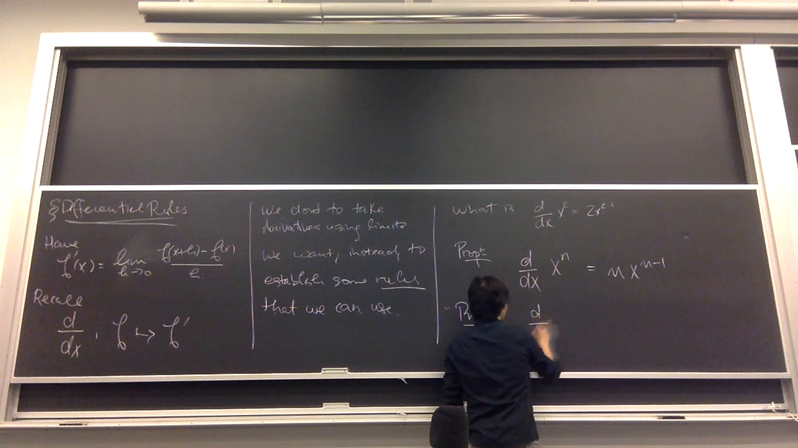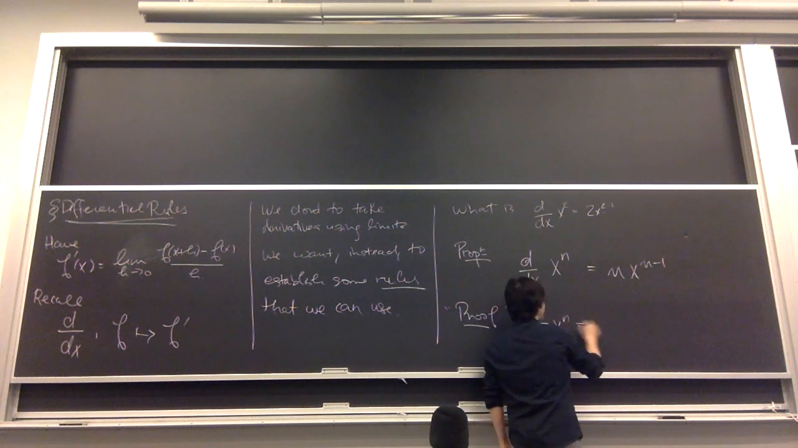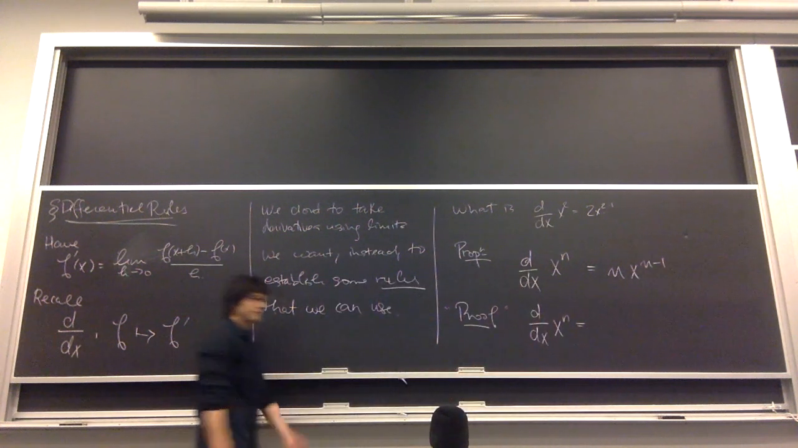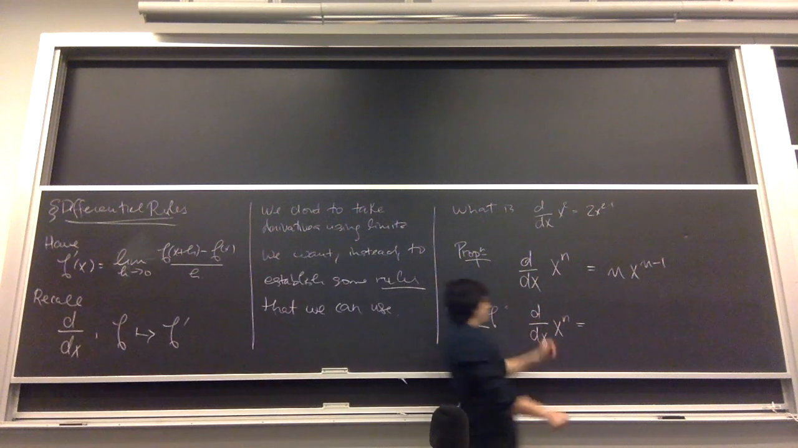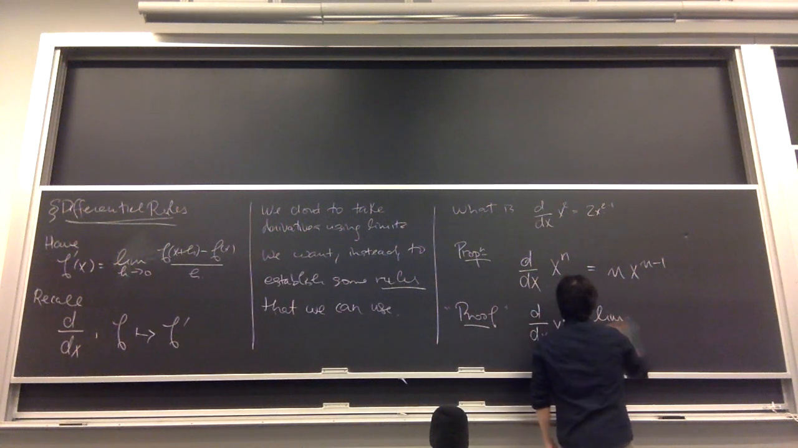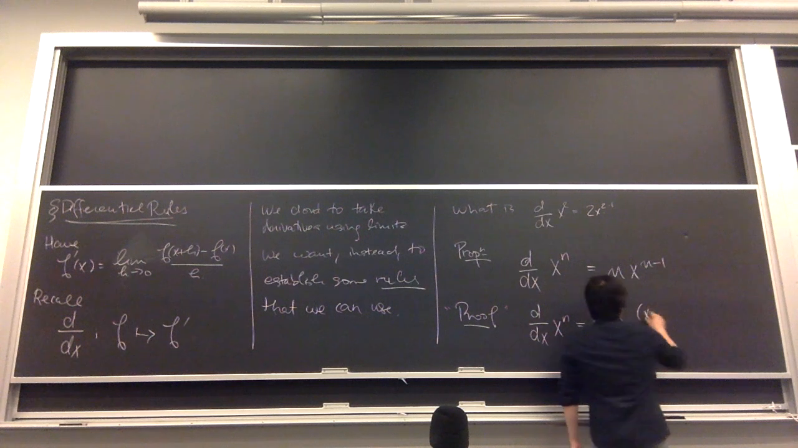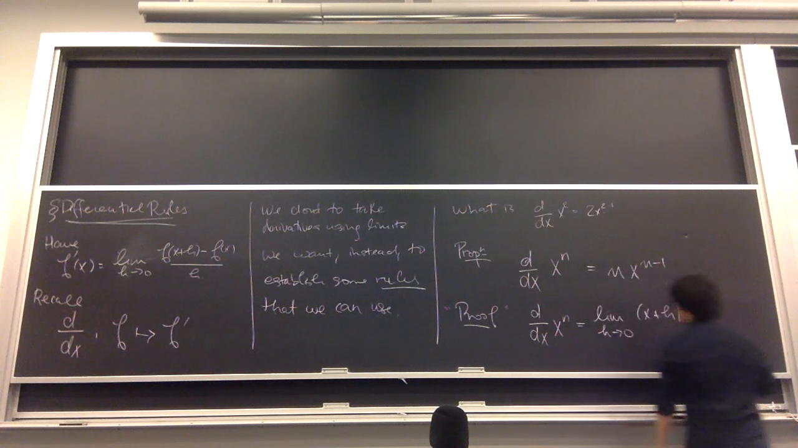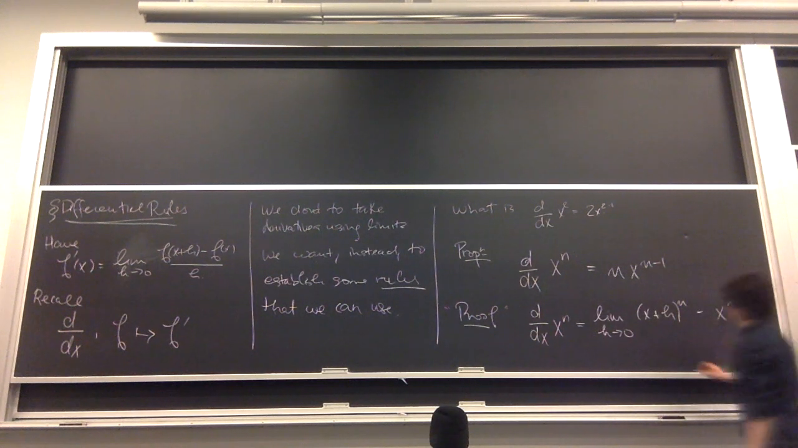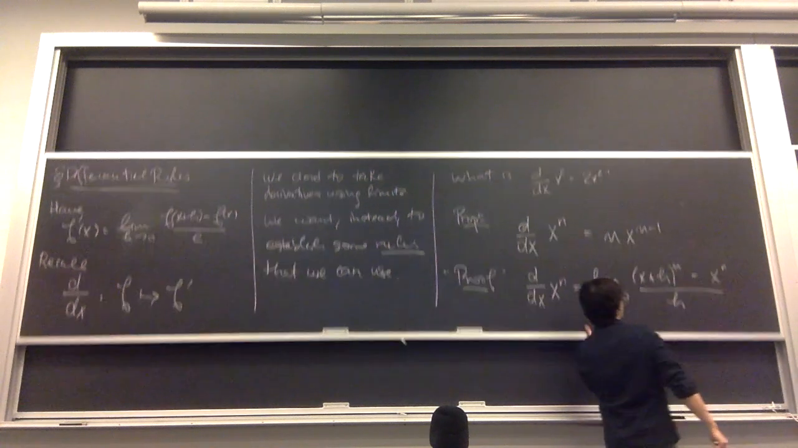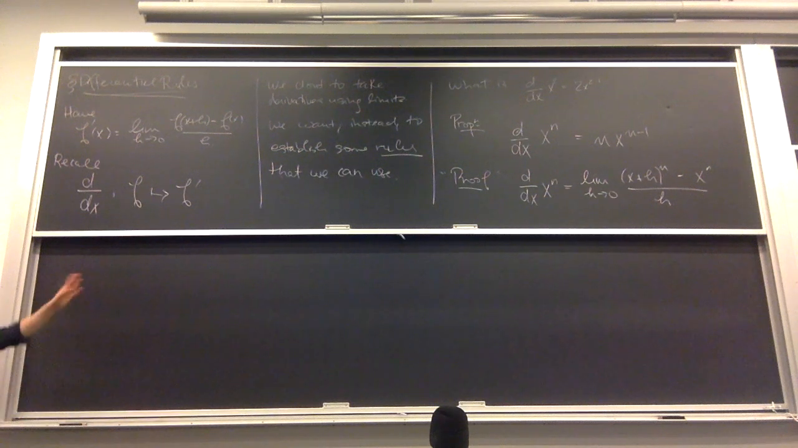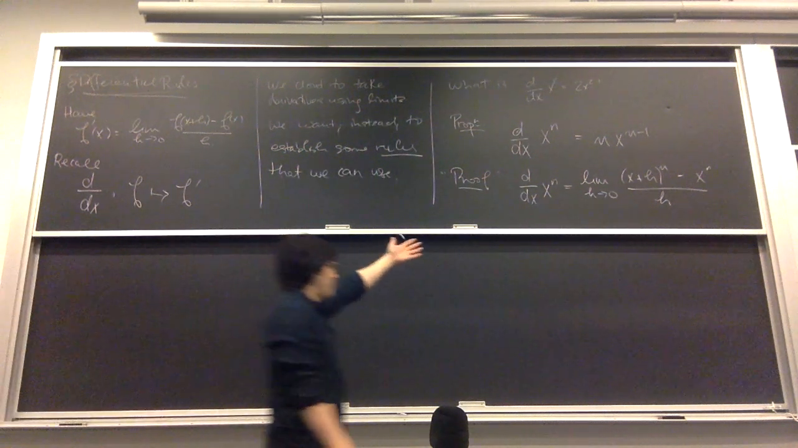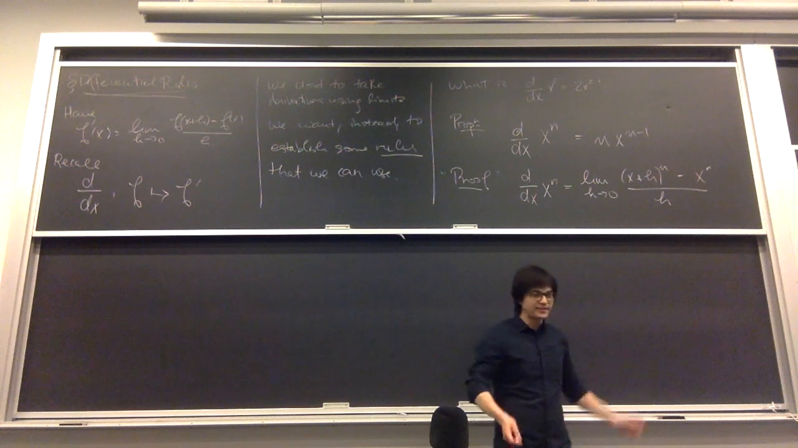Well, I know that d by dx of x^n is equal to what? By definition, the limit definition of the slope, right? So this is going to be the limit as h goes to 0 of (x plus h)^n minus x^n, over h. Correct? Any mistakes? No, this is just a basic definition. I'm just using the definition of the limit once, precisely as it's written on the board.